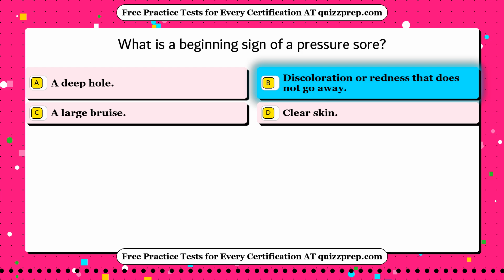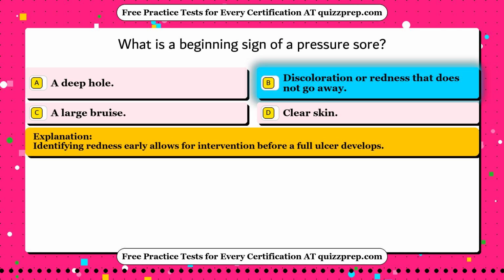The correct answer is option B, discoloration or redness that does not go away. Identifying redness early allows for intervention before a full ulcer develops.